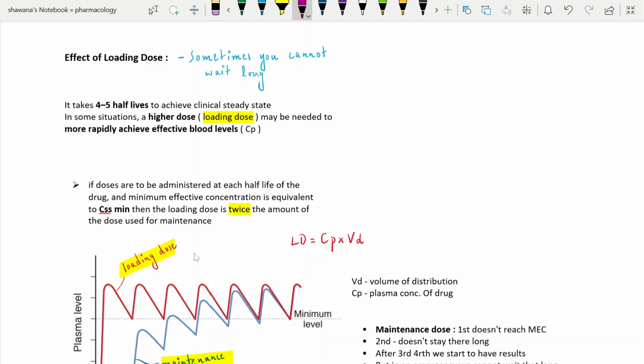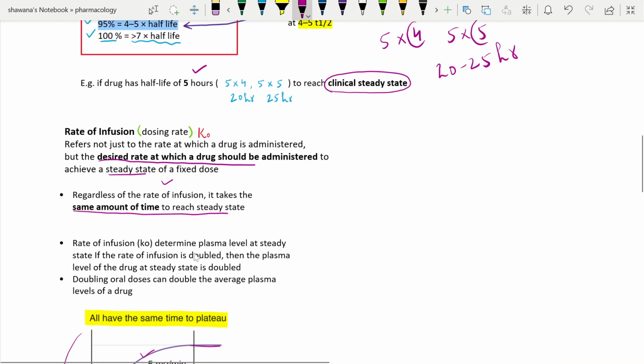What is the effect of the loading dose? What is the loading dose? Loading dose means a higher dose to reach the plasma concentration or the effective blood levels more rapidly. Okay, we were talking about the drug administration in this diagram.